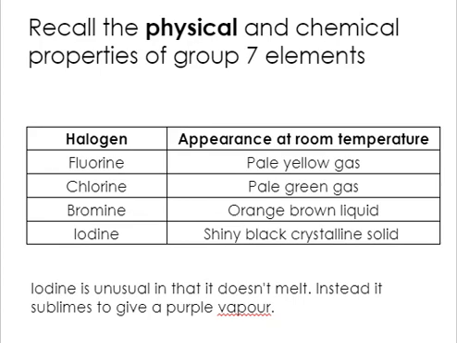So starting with the physical properties, you need to know the appearance at room temperature. As you can see in the table, fluorine is a pale yellow gas, chlorine is a pale green gas, bromine is an orangey brown liquid, and iodine is a shiny black crystalline solid.